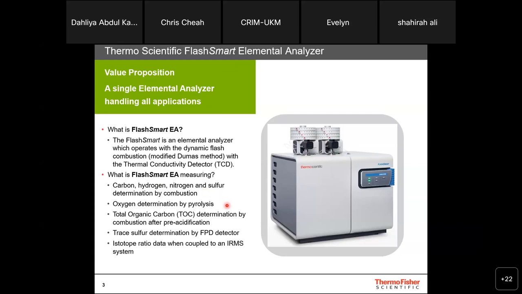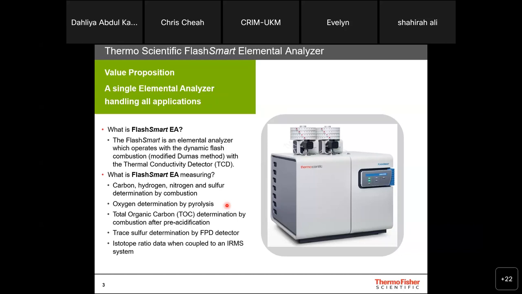Oxygen is a bit different. So we do oxygen determination by pyrolysis. Pyrolysis is the term we use for using high temperature to heat up the sample in the absence of oxygen. Okay, so oxygen will be converted to carbon monoxide and then also determined by TCD. So it depends on the application workflow.